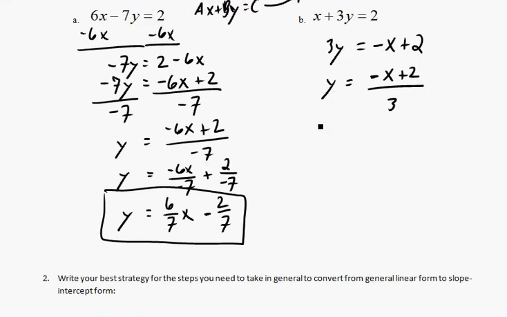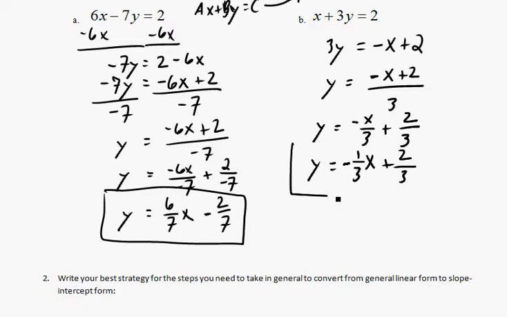Now I will divide both the opposite of x by 3 and the 2 by 3. And instead of writing the opposite of x divided by 3, I'll recall the fact that dividing by 3 is the same thing as multiplying by a third. So I'll rewrite this as negative 1/3 times x plus 2/3. And here we have our equation in slope-intercept form.